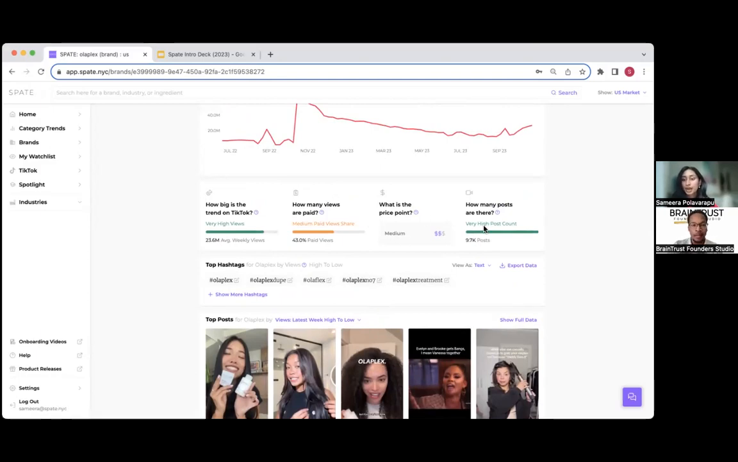We'll show you the price point and then how many posts there are. The reason it's important to pay attention to how many posts there are is it shows how engaged people are with a product, trend, or brand.